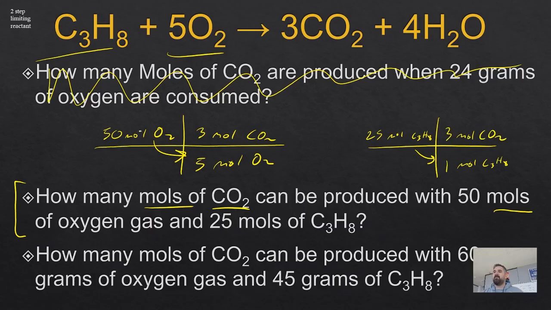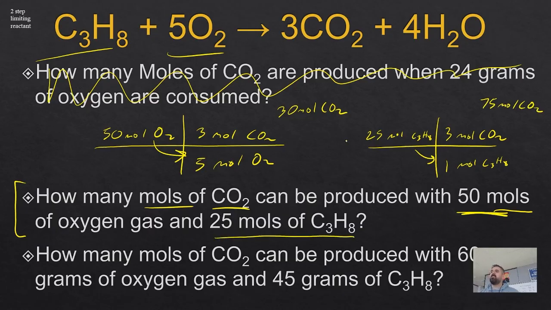Now to calculate this, the first one is going to be 50 divided by 5, that's 10, times 3 is 30. So we have 30 moles of CO2. So with 50 moles of oxygen gas, you can produce 30 moles of CO2. And then with this next equation, it's going to be 25 times 3. So we can produce 75 moles of CO2 with 25 moles of propane.